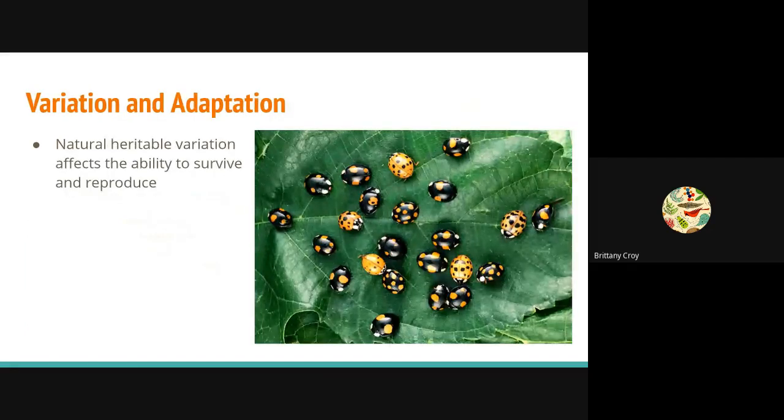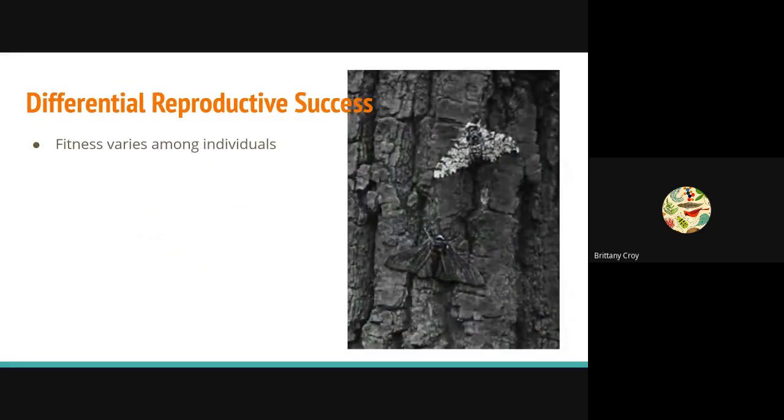The second condition is that there must be variation and adaptation, and it must be heritable. That means it must be able to be passed on from parent to offspring. You can see the yellow ladybugs and the black ladybugs. Can you imagine if all of them looked exactly the same? There would be no variation, but here we have some differences. That leads us to our third condition. There must be differential reproductive success.